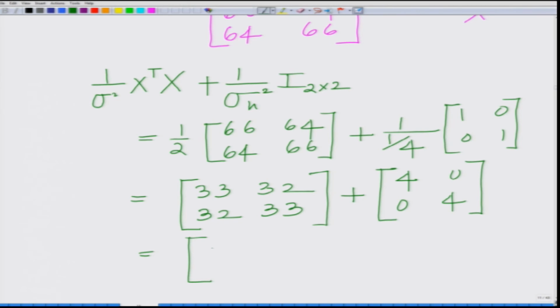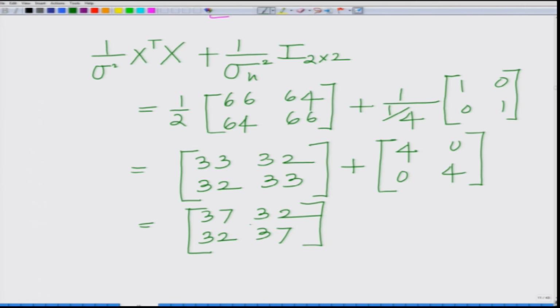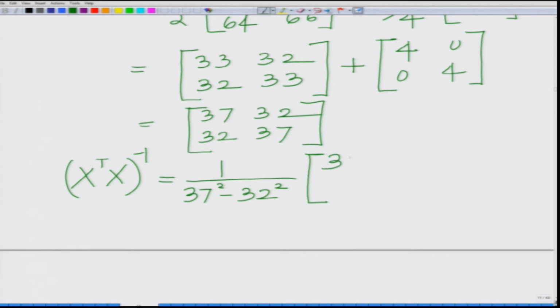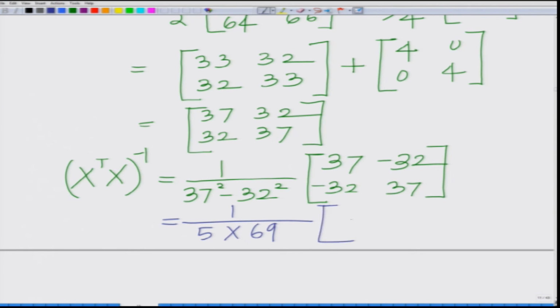This will be equal to 37, 32, 32, 37. Okay. And now you can see we can compute the inverse of this matrix easily. The inverse of this matrix is 1 over the determinant, since this is a 2 cross 2 matrix, that is 1 over 37 square minus 32 square, times, switch the diagonal elements, 37, 37 because both are same, negative of the off-diagonal elements, minus 32 comma minus 32. And this becomes 1 over 37 square minus 32 square, that is 37 minus 32, that is 5, times 37 plus 32, that is 69, times, of course, 37 minus 32 minus 32 37.